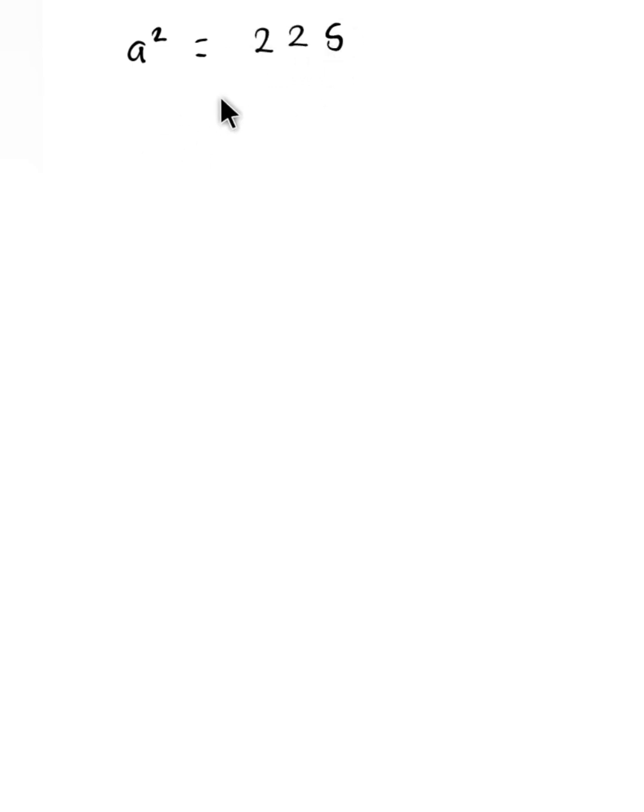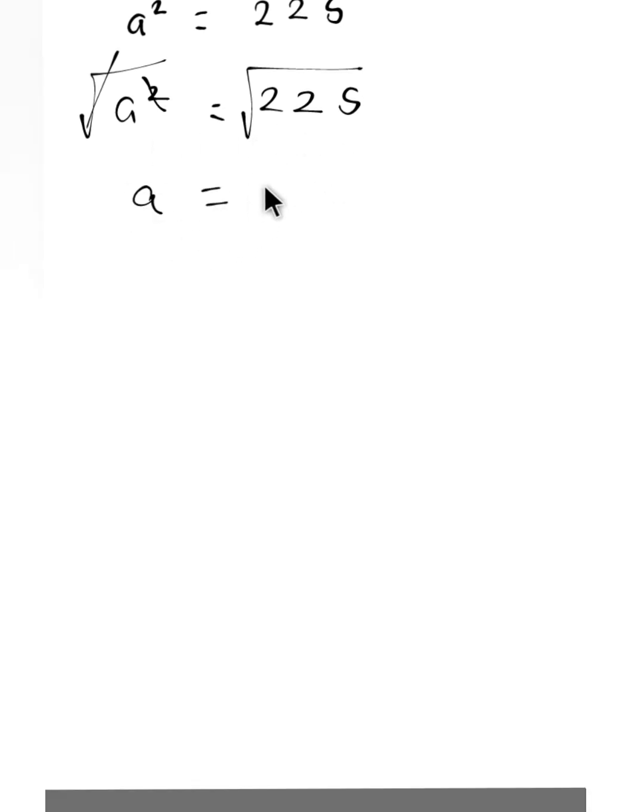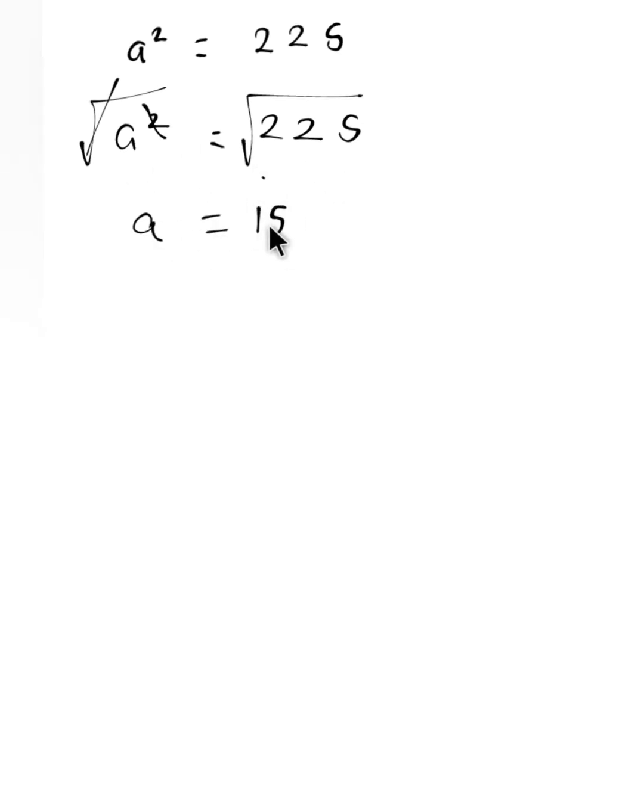Now to find A, we need to find the square roots of both sides of the equation. A squared is equal to 225. The square root and the square will cancel, so we're left with A is equal to the square root of 225, which is 15. So we have the value for the adjacent, which is 15. So let's proceed to draw the triangle again. At this point, we have all the information we need.